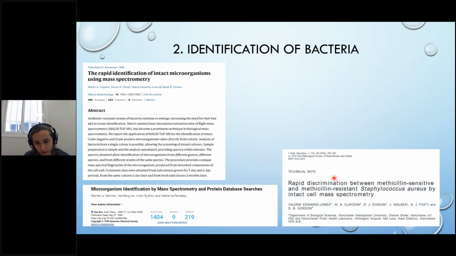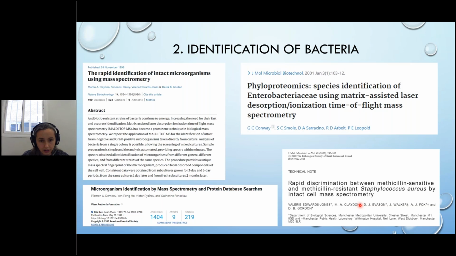Amazingly, in 2000, there were already papers describing how Staph aureus, methicillin-resistant Staph aureus, could be detected using MALDI-TOF from intact cells. And this other paper about phyloproteomics is from 2001. So there was a huge development of this technique and a huge improvement and application in the laboratory.